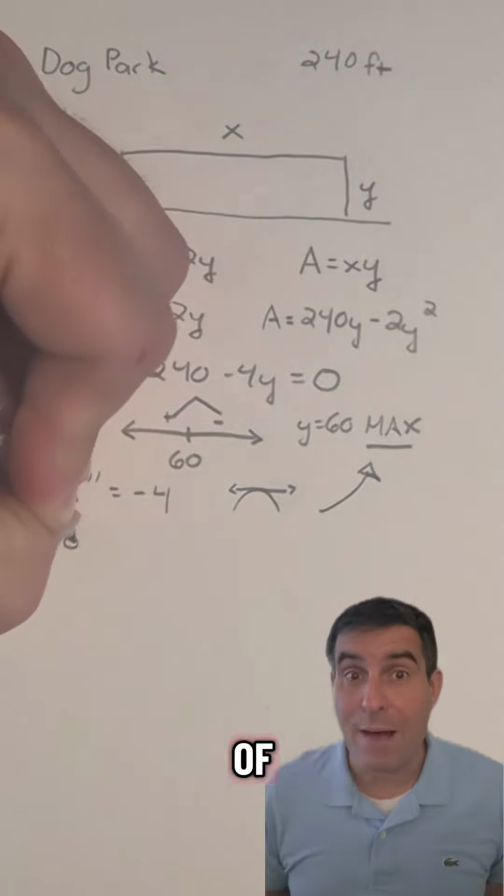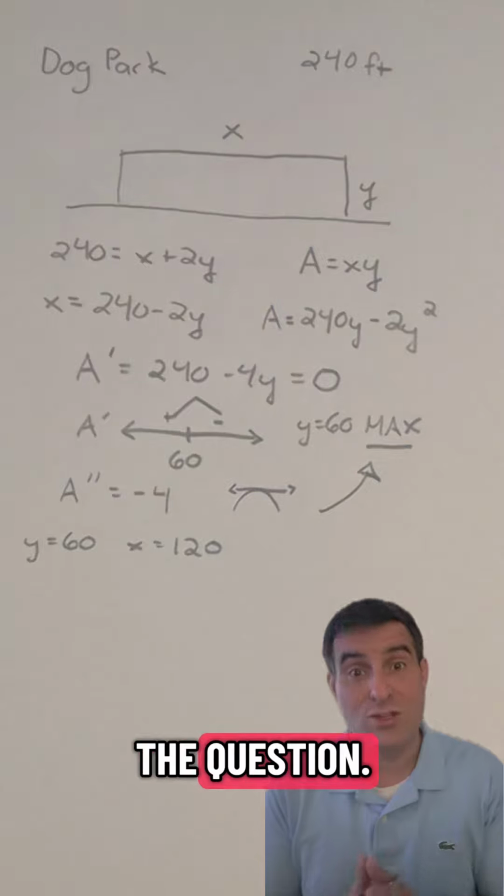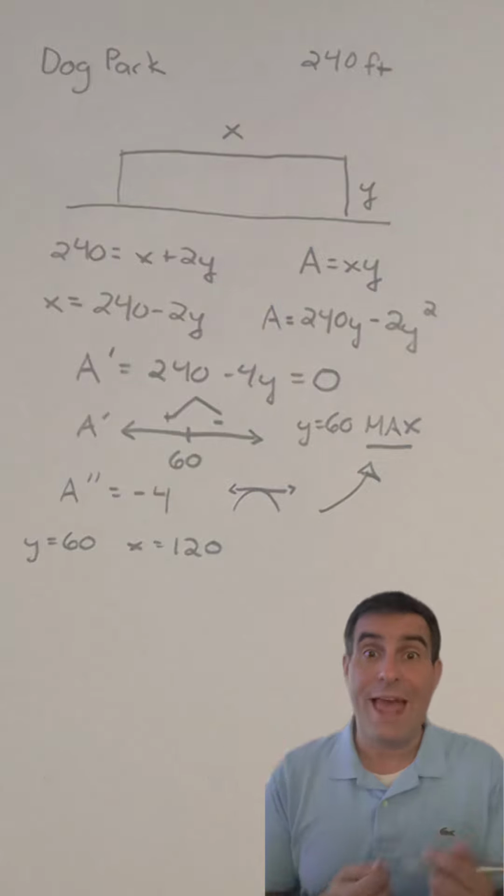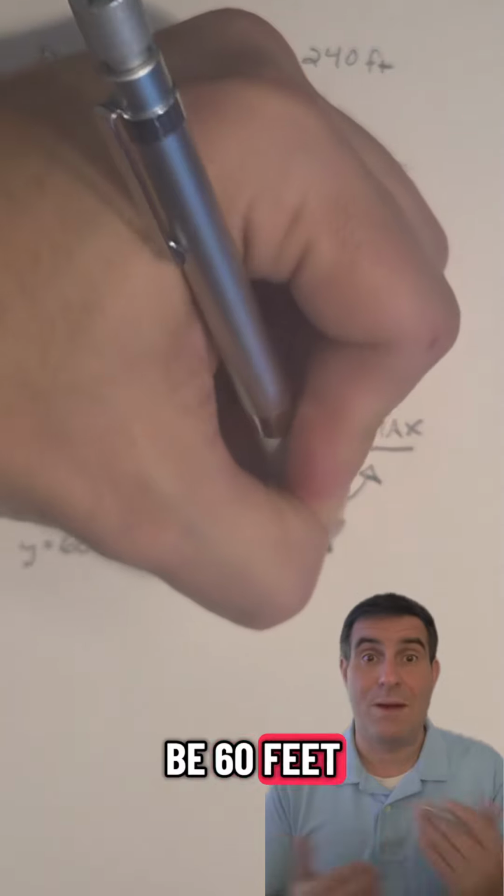And now the last part of optimization questions is to actually answer the question. So maybe it's asking for the dimensions of the park. Well, if y is 60, x is 120. So your answer is going to be 60 feet by 120 feet.